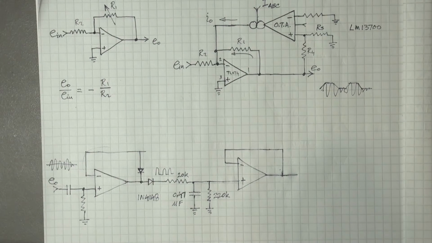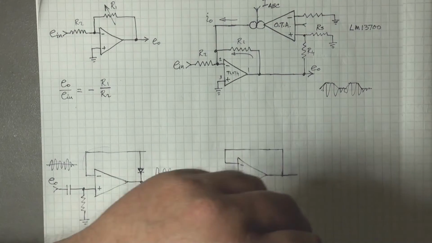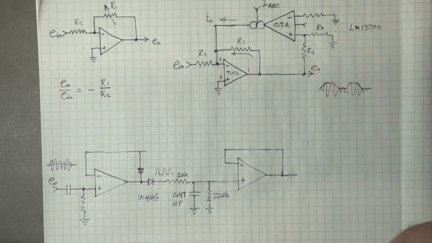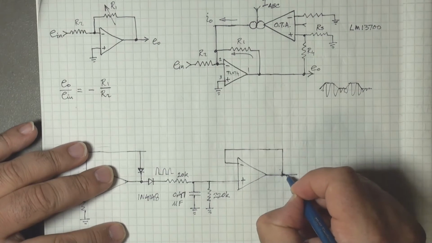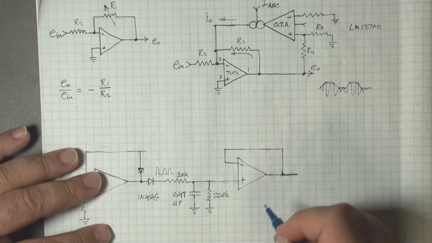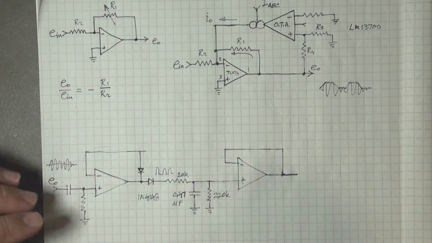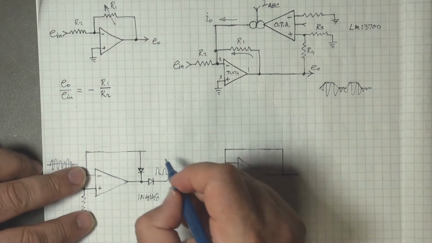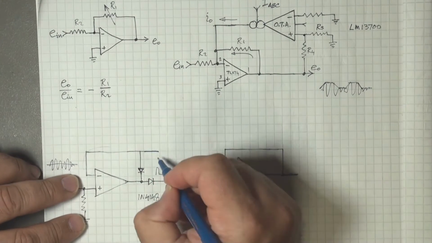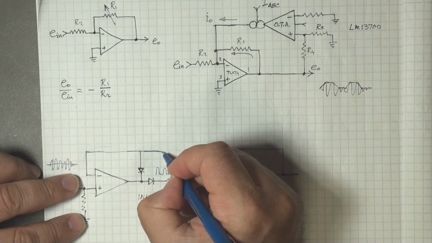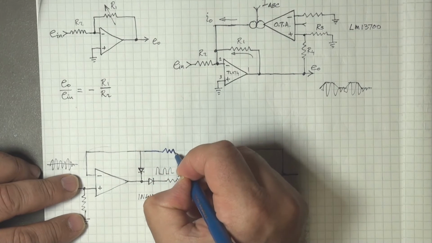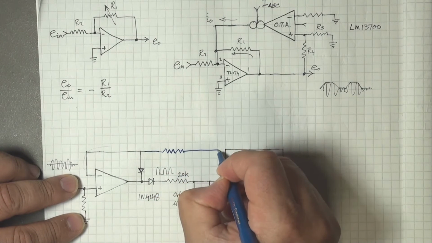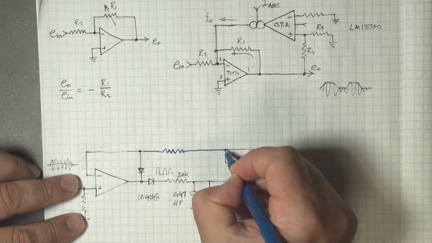Oh, the pen is not cooperating very well. I think I have a blue one here. Might do better with it. Okay, there we go. In addition, we will also place a 100K resistor between there and there.